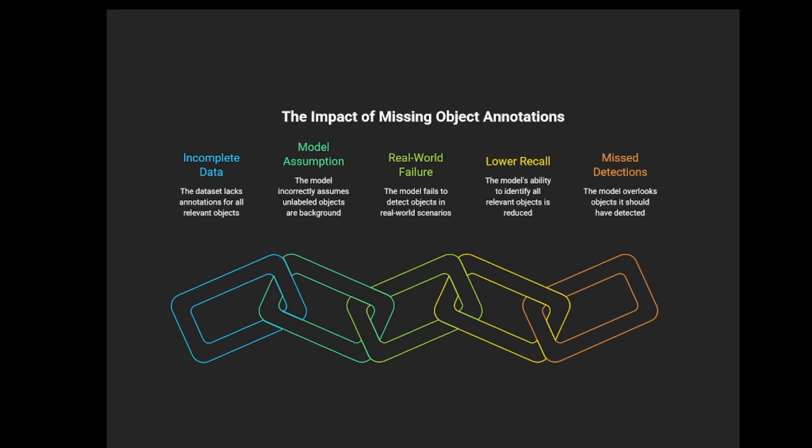that wasn't consistently annotated. This reduces what is called recall, meaning the model fails to detect the object it should have detected. So this is the impact of missing objects in the annotation.